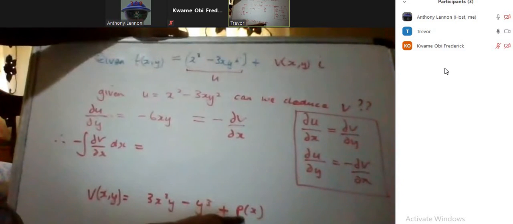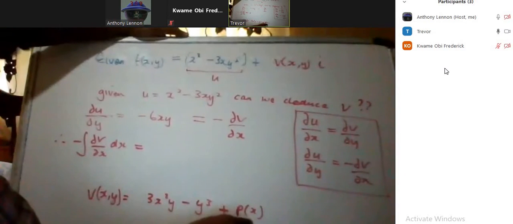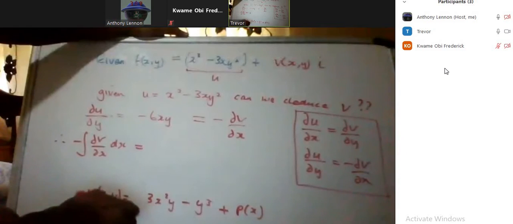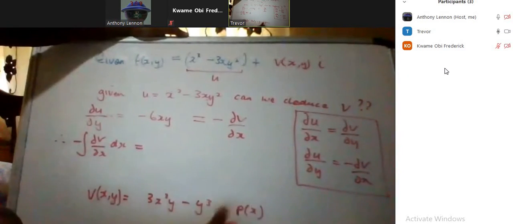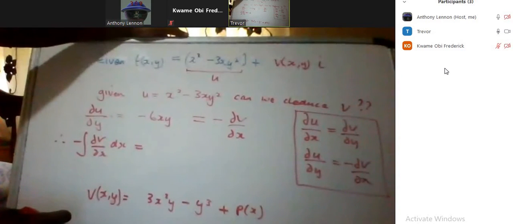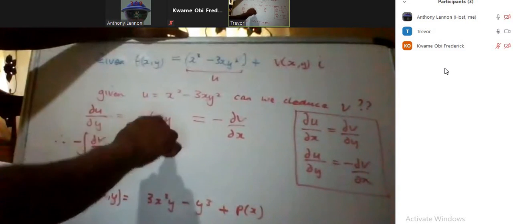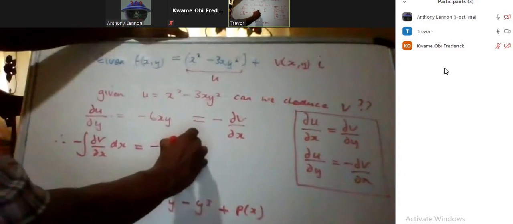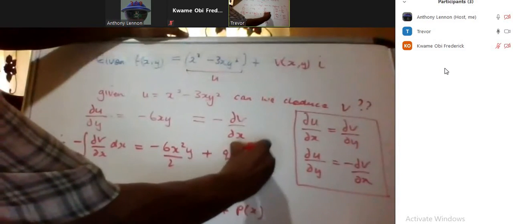Now, P of x is uniquely a function of x. There are no y's in that function. Let's just remind ourselves, there's no y variable in there, because when I differentiate this V with respect to y, that P of x disappears. Right? Integrate this guy with respect to x. This guy now becomes minus 6x squared y over 2 plus Q of y.